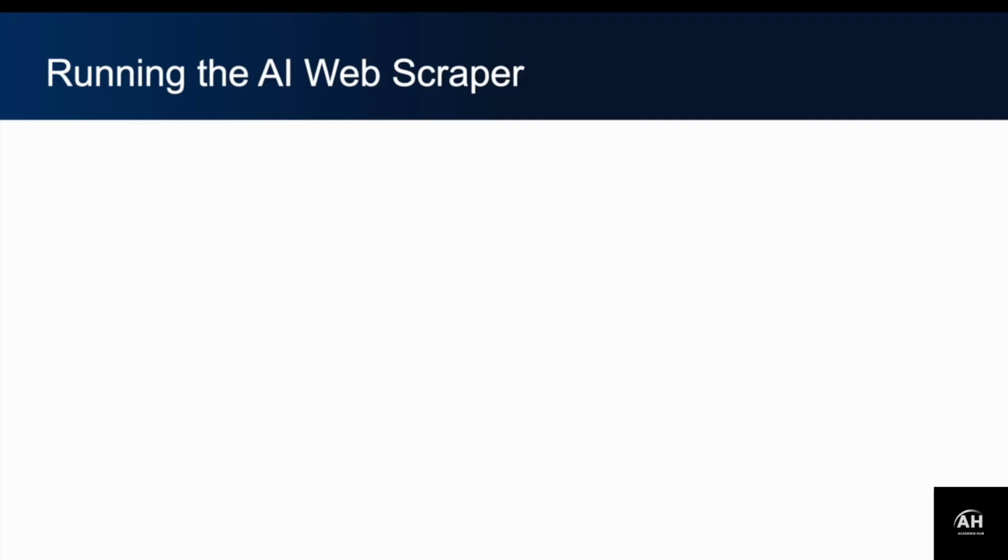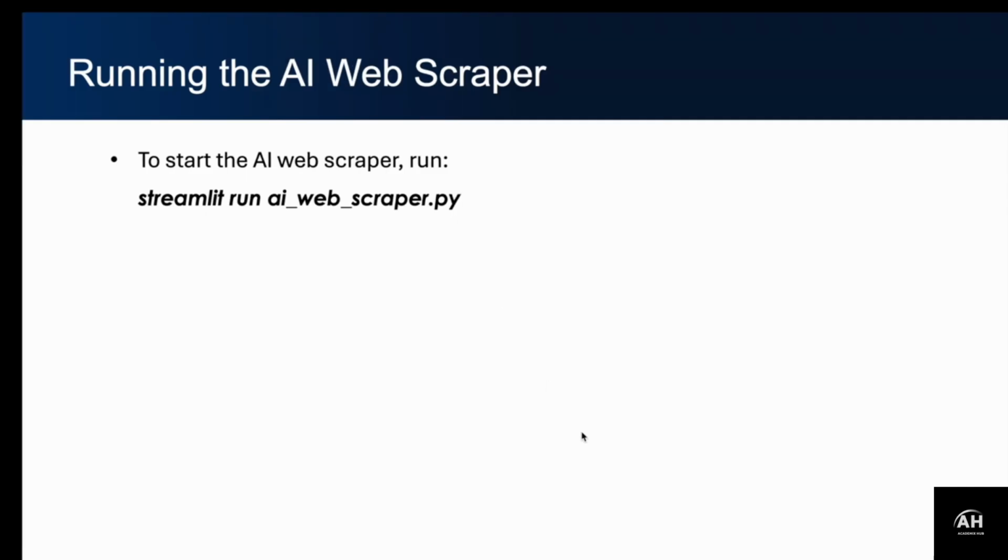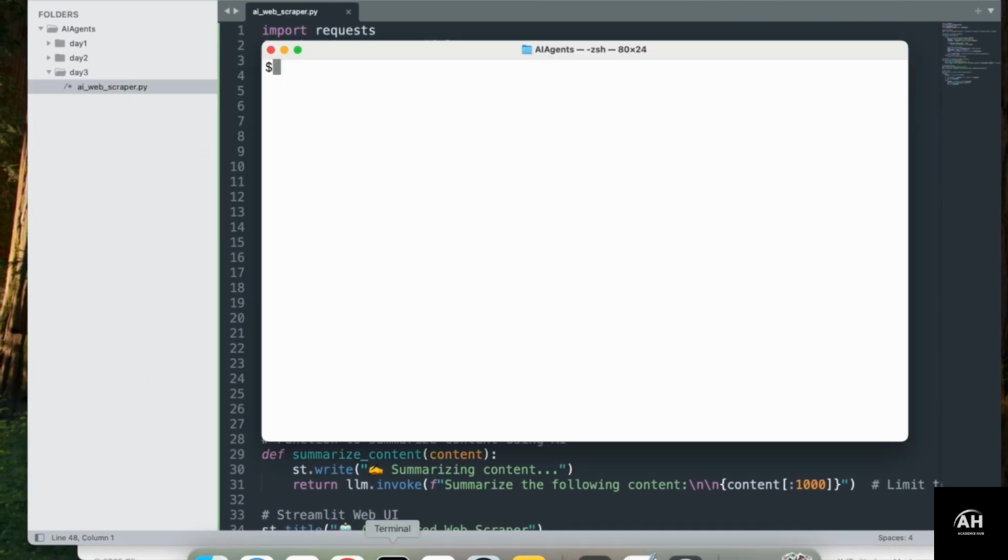So let's go ahead and run our AI web scraper that we wrote. To start that AI powered web scraper, we'll have to run this command: streamlit run AI_web_scraper.py. So let's go ahead here. So this was our code. I'm going to go here and make sure I'm in the right folder. Nope, I'm not. So I'm going to say day 3, ls. That's where our file is.